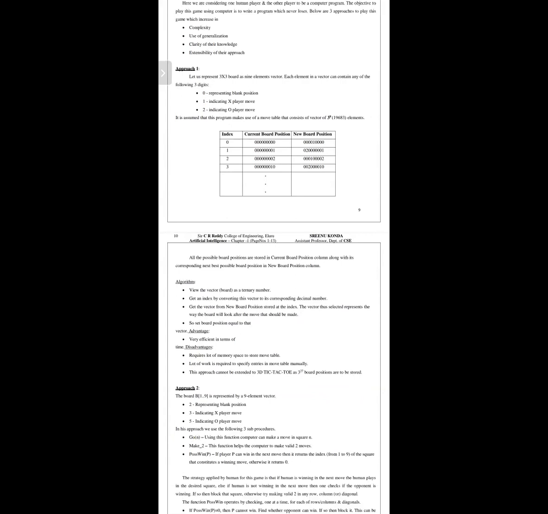Now coming to the algorithm for this one. First, view the vector or board as a ternary number. We should take the vector of the board position as a ternary number. Second, get an index by converting this vector to its corresponding decimal number. If we convert the vector to the corresponding decimal number, we get the index. Next, get the vector from the new board position stored at that index.